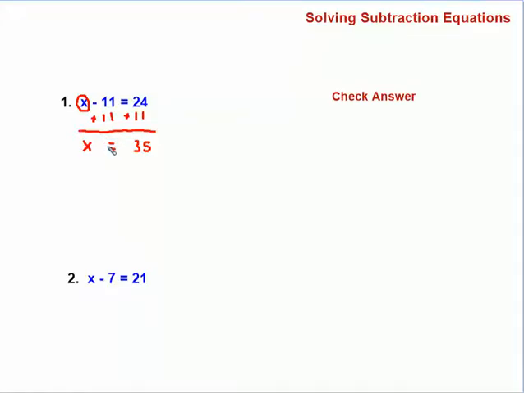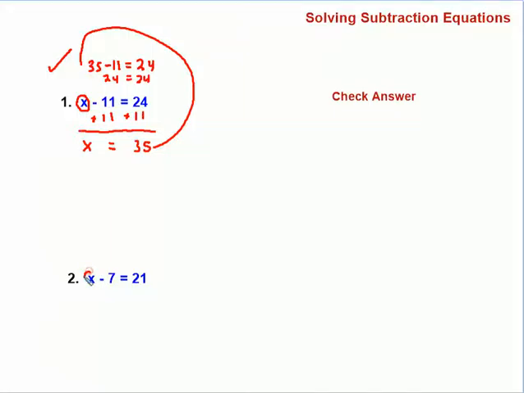Is that correct? Let's see. We'll substitute 35 back in for x. 35 minus 11 is equal to 24. And yes, of course it is, because 35 minus 11 is 24, and this is equal to 24. We've checked it. Finally, we've got this one down here.